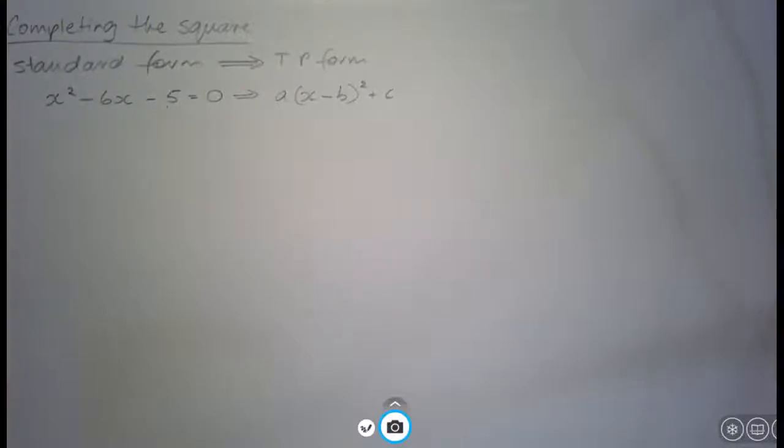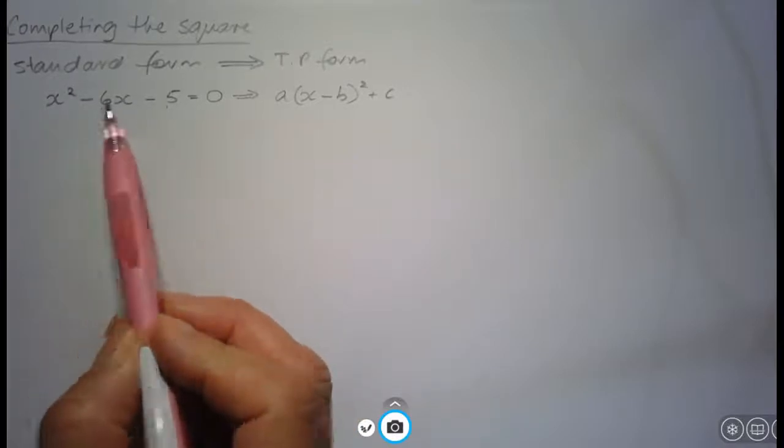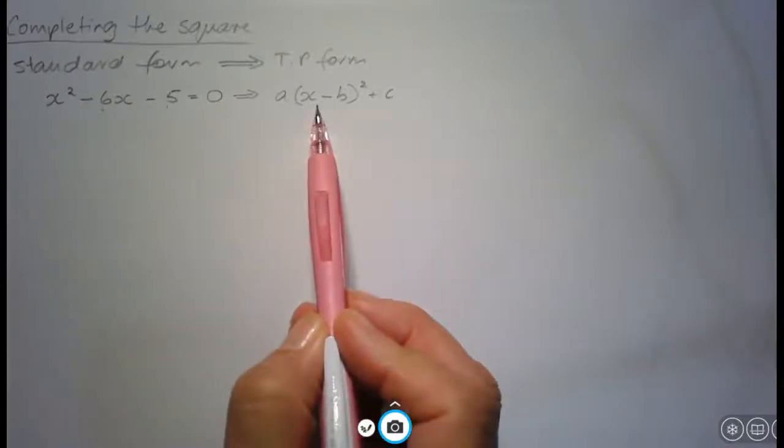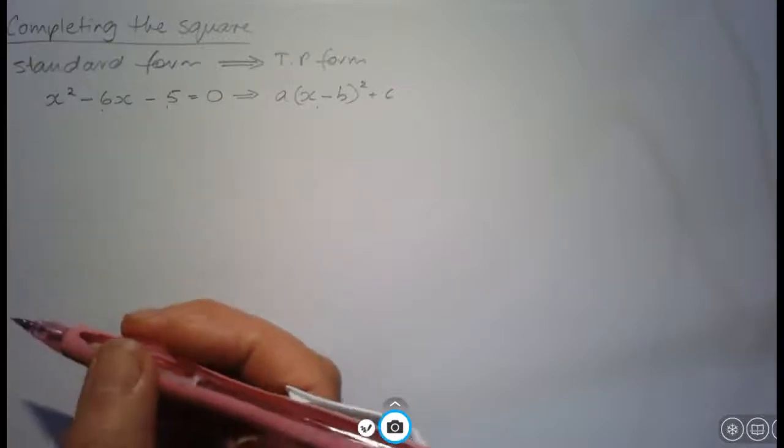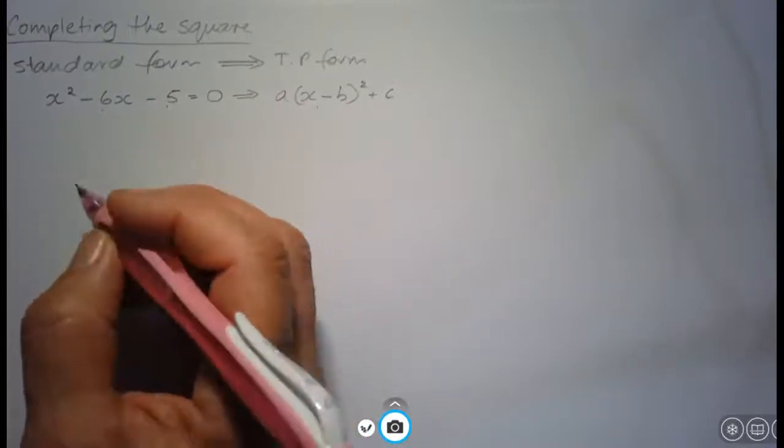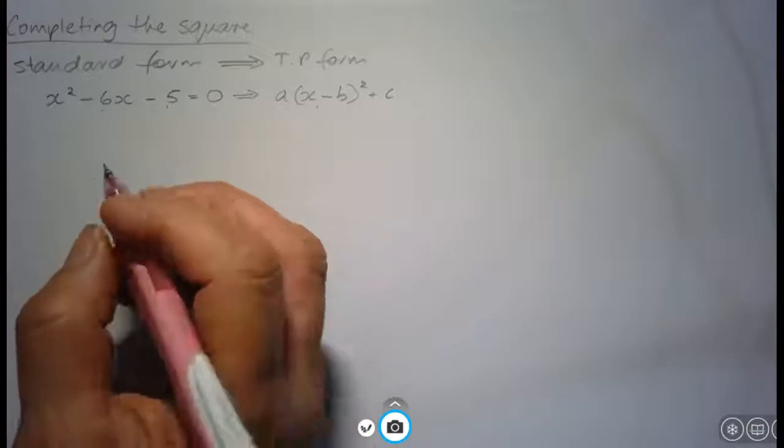In this video, we're going to look at a process called completing the square. That allows us to convert a quadratic from standard form into turning point form. So an example like this. Before we do it, we're just going to have a quick reminder about what an expanded perfect square looks like.